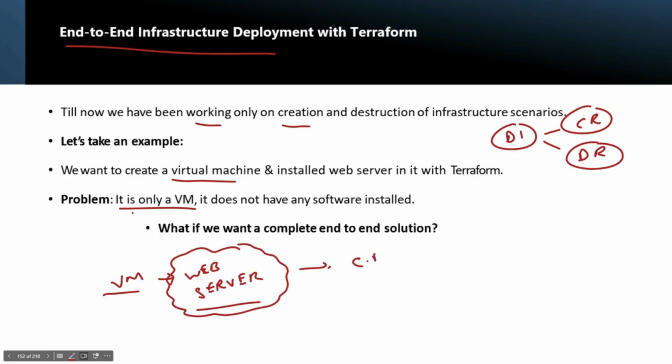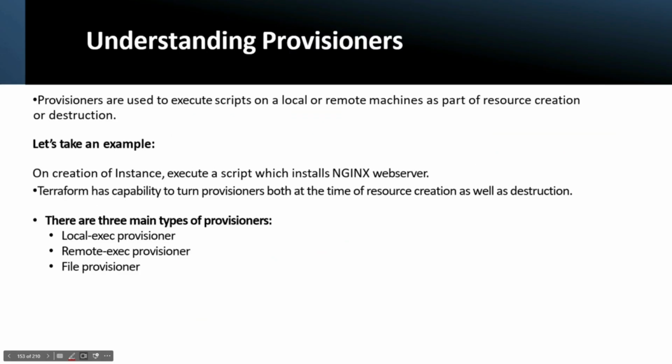Configuration management part, how we are going to achieve it. So, understanding the provisioners. Provisioners are used to execute scripts on a local or remote machine as a part of resource creation or destruction. Let's take an example: on creation of an instance, execute a script which installs the Nginx web server. The same thing we discussed in the last video, like creation of the virtual machine and then installing some set of software into it.